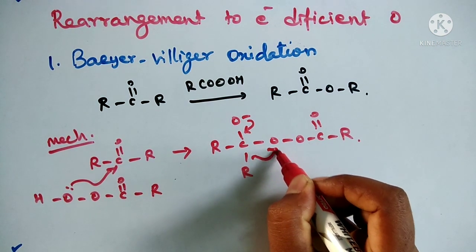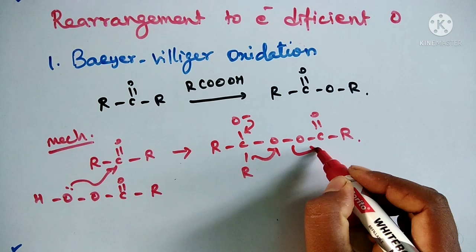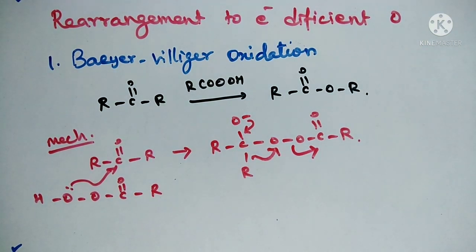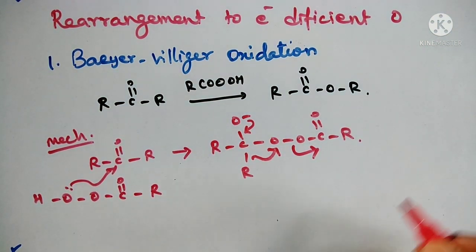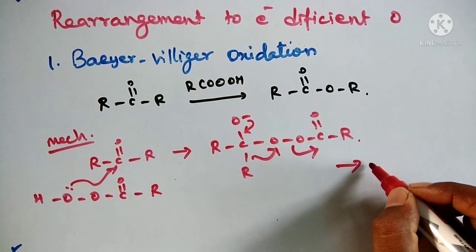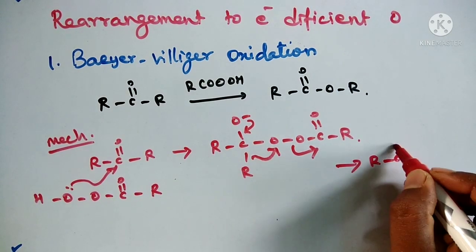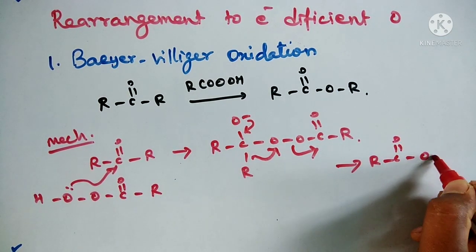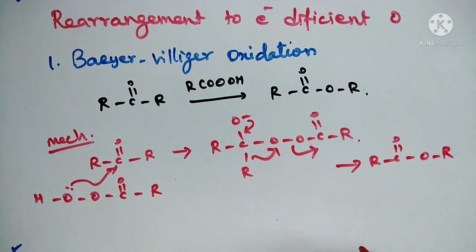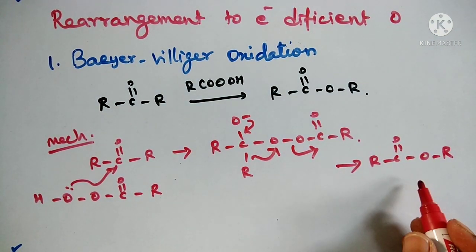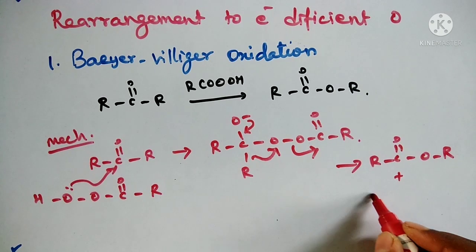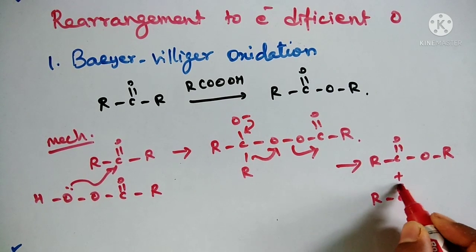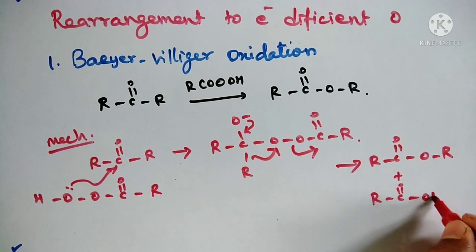This group migrates to oxygen. This goes as RCOO minus. So what you will get is R-C=O-O-R. You will get an ester plus R-C=O-OH.